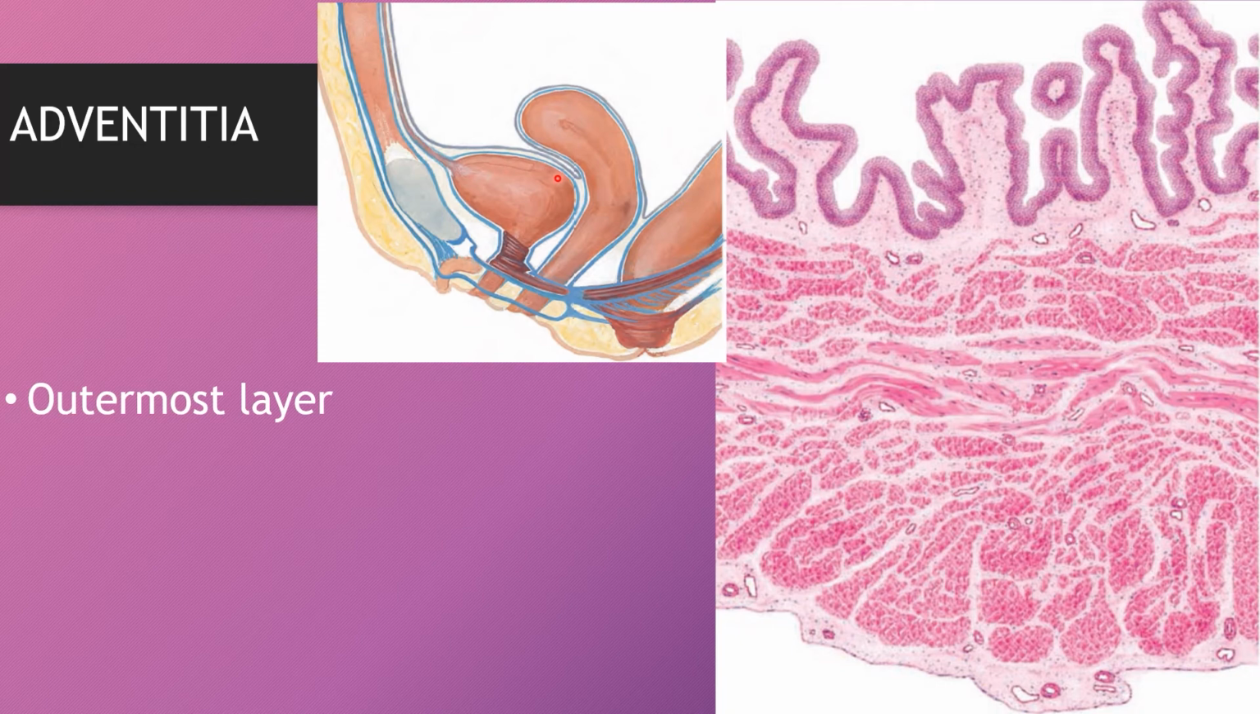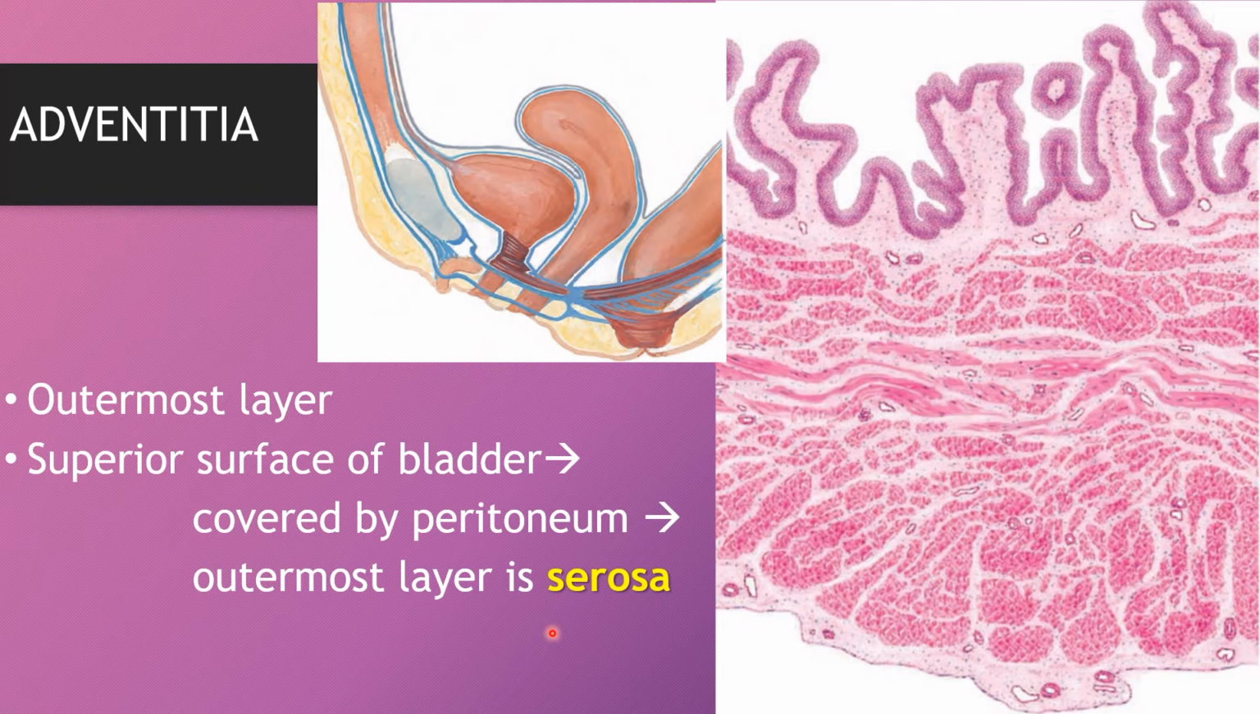The superior surface of the urinary bladder is covered by peritoneum. The rest of the urinary bladder is not covered by peritoneum. So the superior surface alone is covered by peritoneum. For the part of the urinary bladder that is covered by peritoneum, the outermost layer will be serosa. Whereas the rest of the bladder, the infralateral surface and the posterior surface, are not covered by peritoneum, so the outermost layer is called adventitia, just like how we learned in the esophagus.